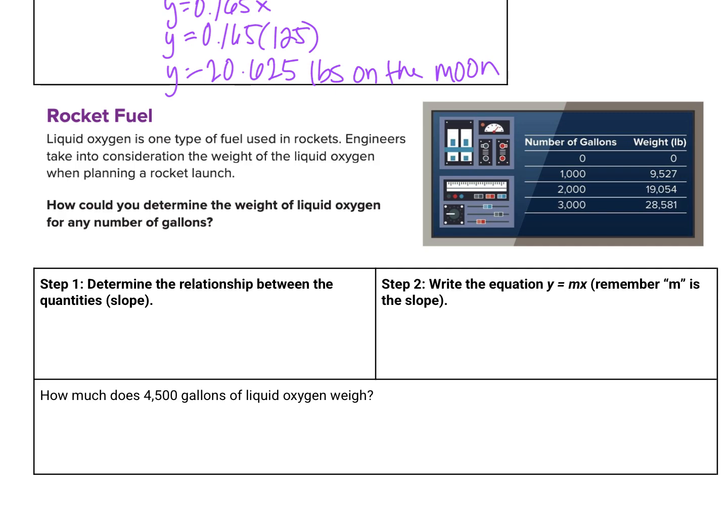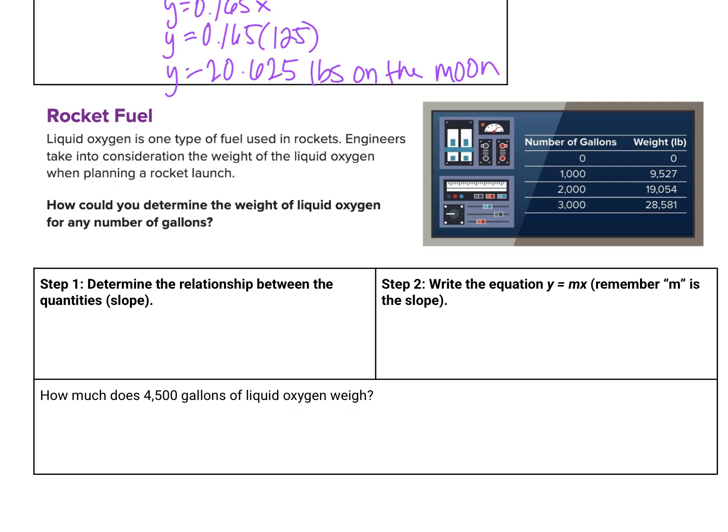All right, let's take a look at our second example today. We are looking at rocket fuel. It says liquid oxygen is one type of fuel used in rockets. Engineers take into consideration the weight of the liquid oxygen when planning a rocket launch. So our big question we need to answer is how could you determine the weight of liquid oxygen for any number of gallons? So let's start with step number 1.